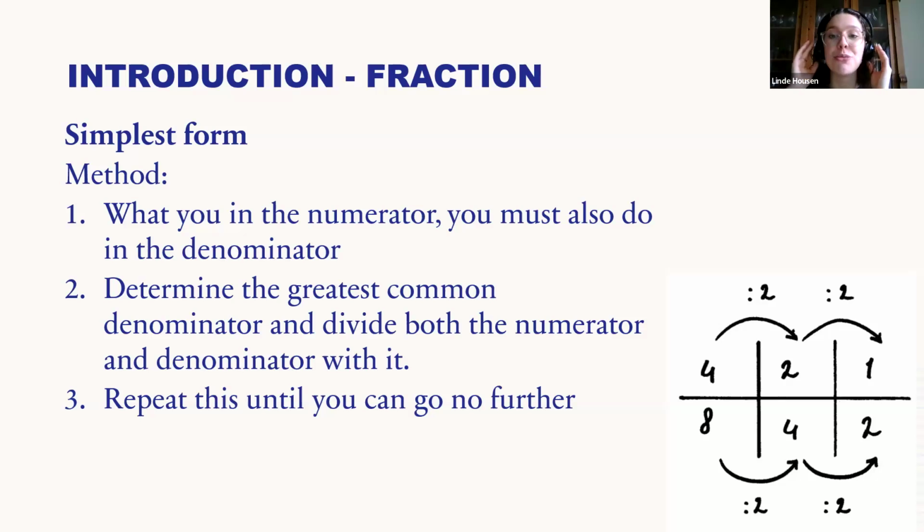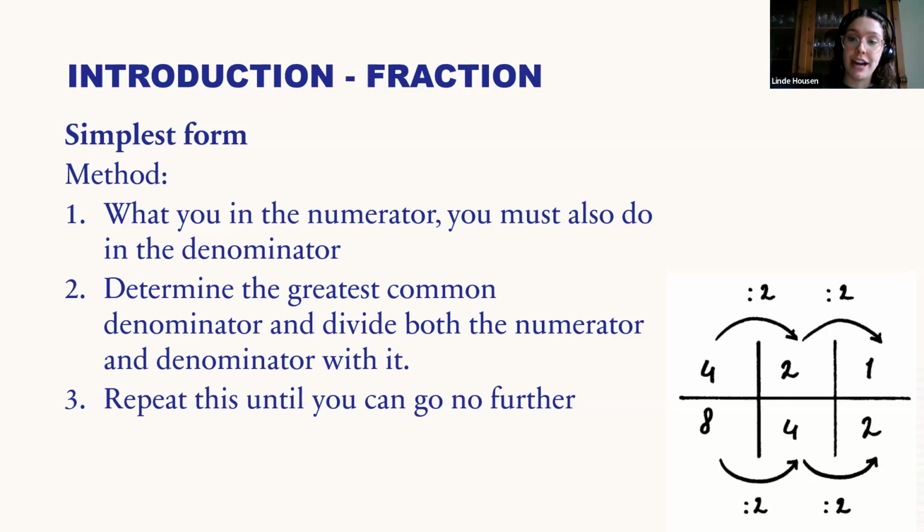Yes, the numerator, and 8 is the denominator. Perfect. So we have 4 on 8, and we want to make the simplest form. So we're going to search for the greatest common denominator. And in this case, we know that 4 and 8 can be divided by 2, and it's the biggest number that's able to be divided by both of them.